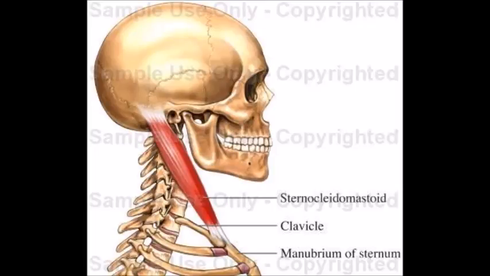Anterior cervical spine muscles. Sternocleidomastoid. Origin: sternal head, anterior surface of manubrium. Clavicular head, medial third of the clavicle. Insertion: mastoid process and lateral third of the superior nuchal line.